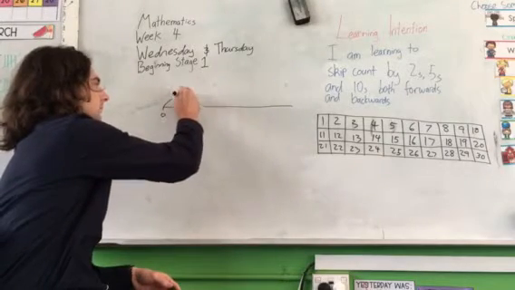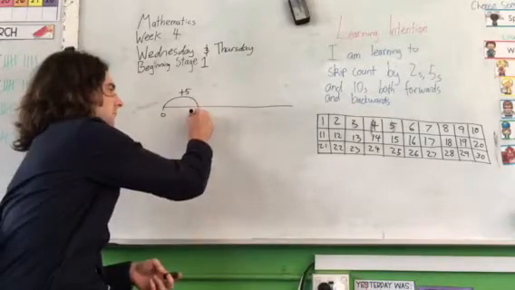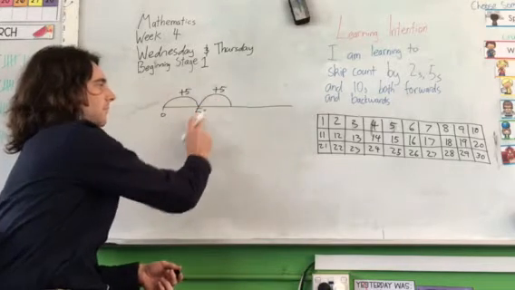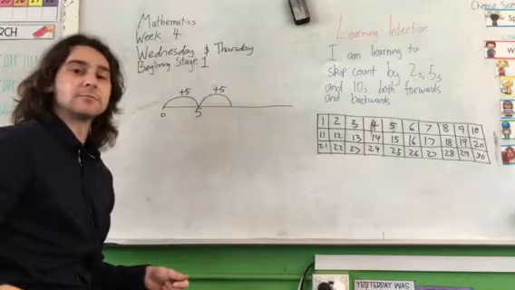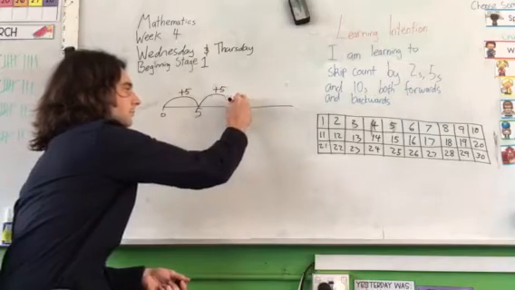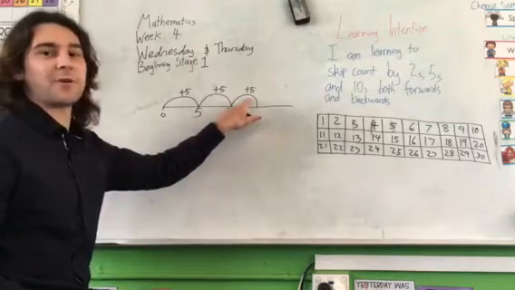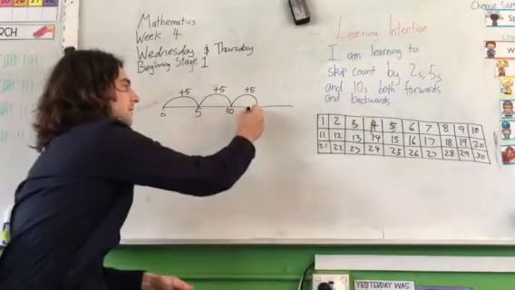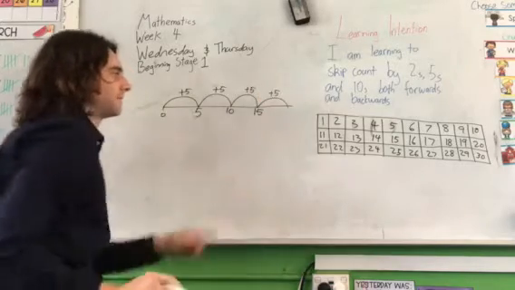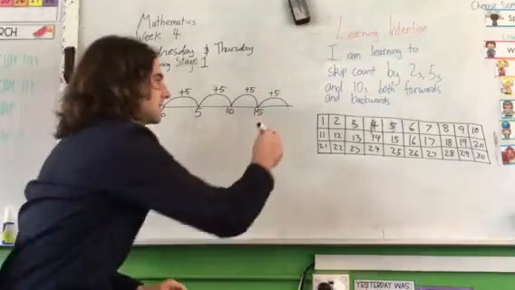My first job, I put a plus 5 at the top. 0 plus 5 is 5. 5 plus 5 is 10. 10 plus 5 is 15. 15 plus 5 equals 20.